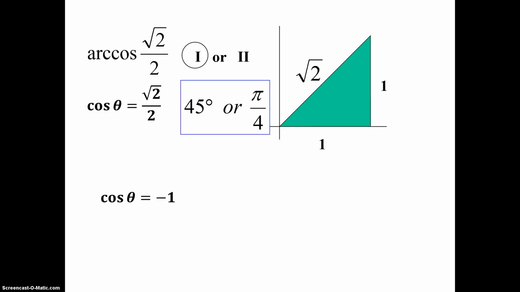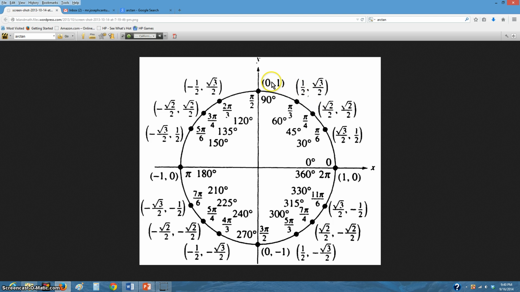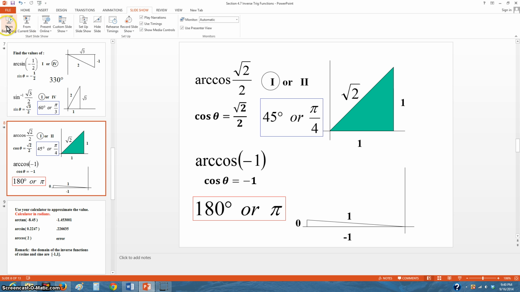Okay, the next one. The question is actually arc cosine of negative 1. So what I did is I transposed that into cosine of theta is equal to negative 1. Okay, so ask yourself, where is cosine, in other words, where is your x-coordinate on the unit circle, equal to negative 1? If you think about it, it really is at just 1 point. So let's go to our unit circle. The only place where my x-coordinate is equal to negative 1 is right here, which is at pi or 180 degrees. So that would be my answer.